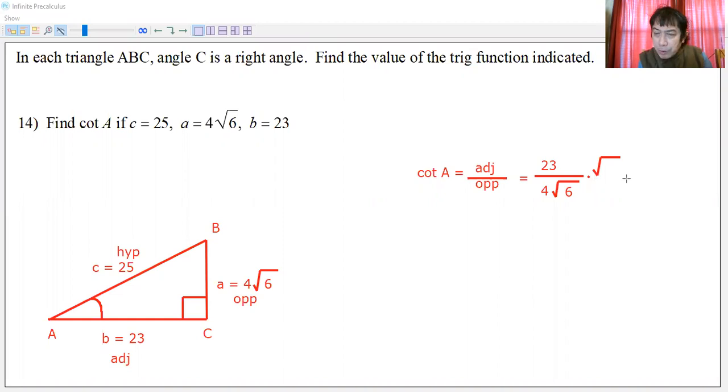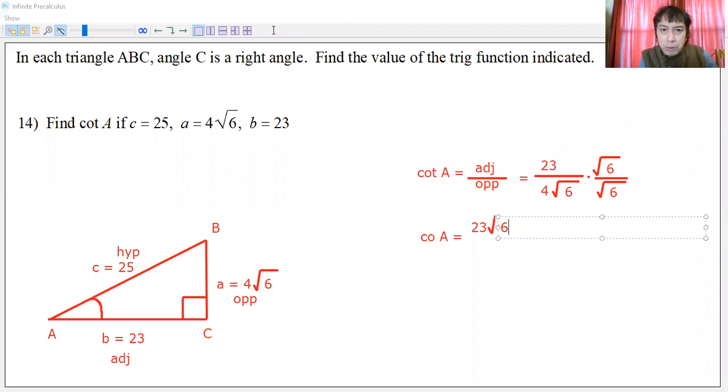We multiply by square root of 6 divided by square root of 6. All right, there. And so we put number 6 here and number 6 at the bottom. What happens to our expression? Cotangent of the angle A becomes 23 square root of 6. So we have here 23, and then there's a square root there. This will have square root of 6.